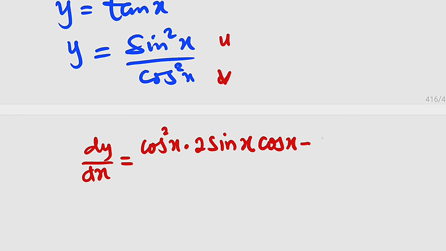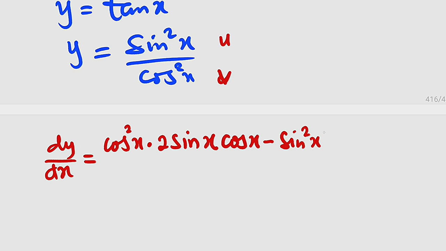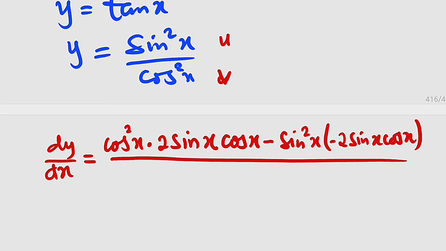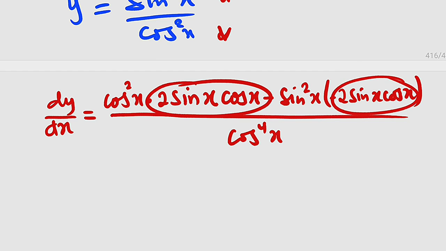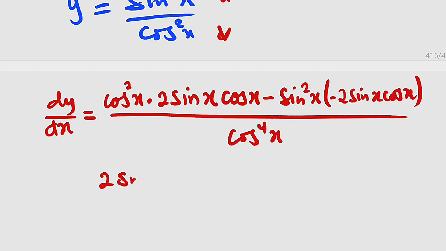This time around the top, which is sine squared x, multiply by the derivative of the bottom. The derivative of the bottom will be negative 2 sine x cos x. Divide by the bottom squared, it will be cosine 4th of x. Let's further simplify. You can see that this negative and this negative will become positive, and we can directly factor out 2 sine x cos x because we have it in common. Look at one here and look at the other one here. So let me bring it out. We have 2 sine x cos x.